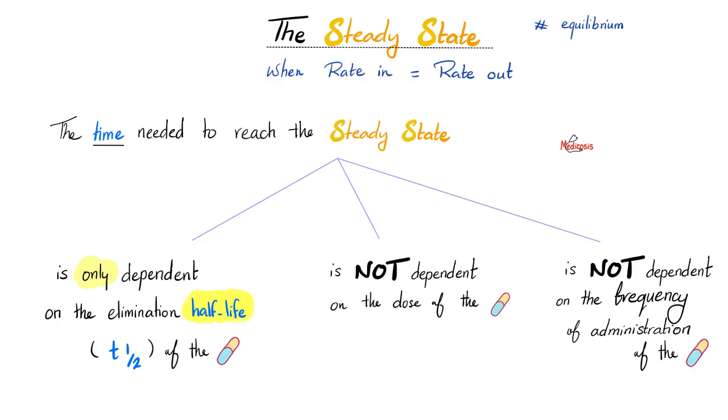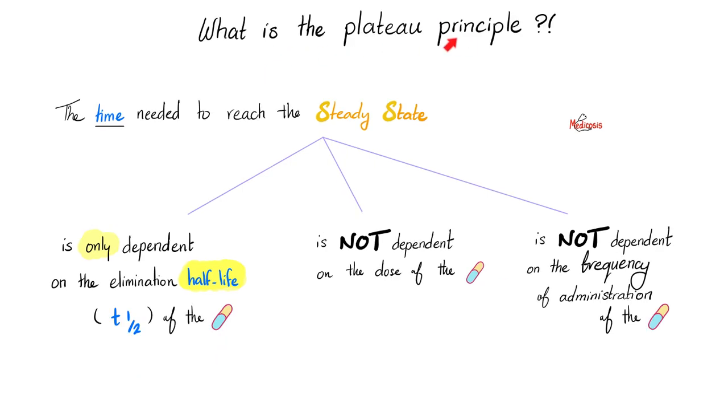Whether you started me on 100 milligrams, 200 milligrams, or 300 milligrams, this does not affect the time needed to reach the steady state. It's also not dependent on how often you give me the drug. Did you give it to me once a day, twice a day, 3 times a day? This does not affect the steady state. What is that plateau principle? This principle, that they are only dependent on half-lives. About 5 half-lives will take you to the promised land of the steady state.